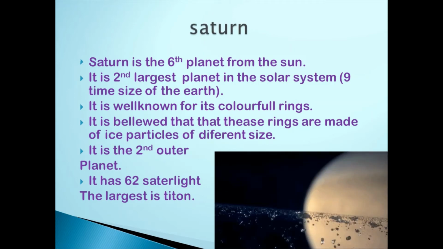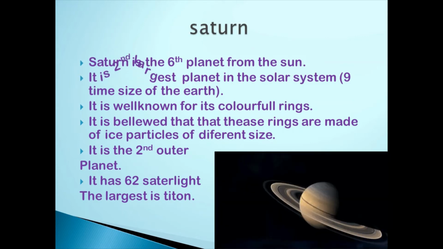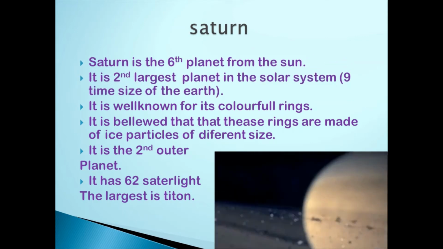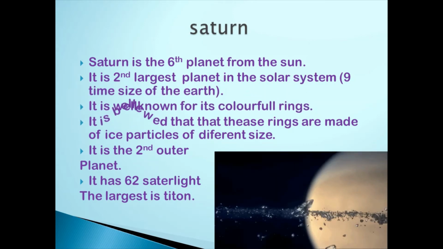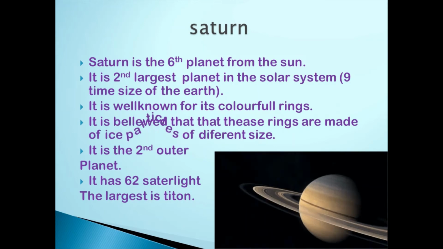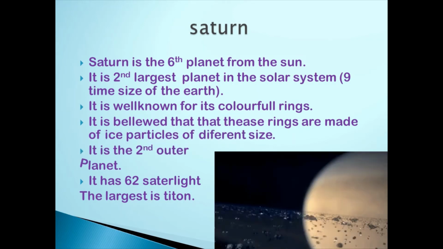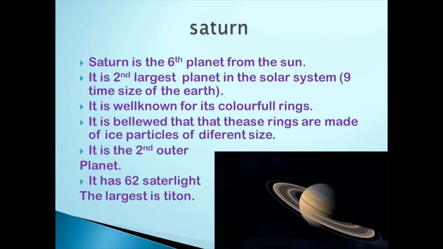Saturn. Saturn is the 6th planet from the Sun. It is the second largest planet in the solar system. It is 9 times the size of the Earth. It is well known for its colorful rings. It is believed that these rings are made of ice particles of different sizes. It is the second outer planet. It has 62 satellites. The largest is Titan.